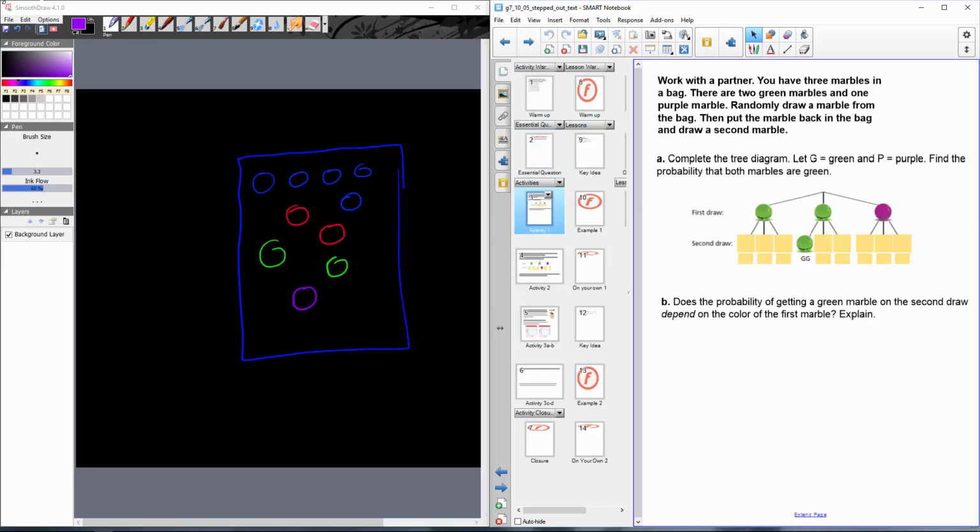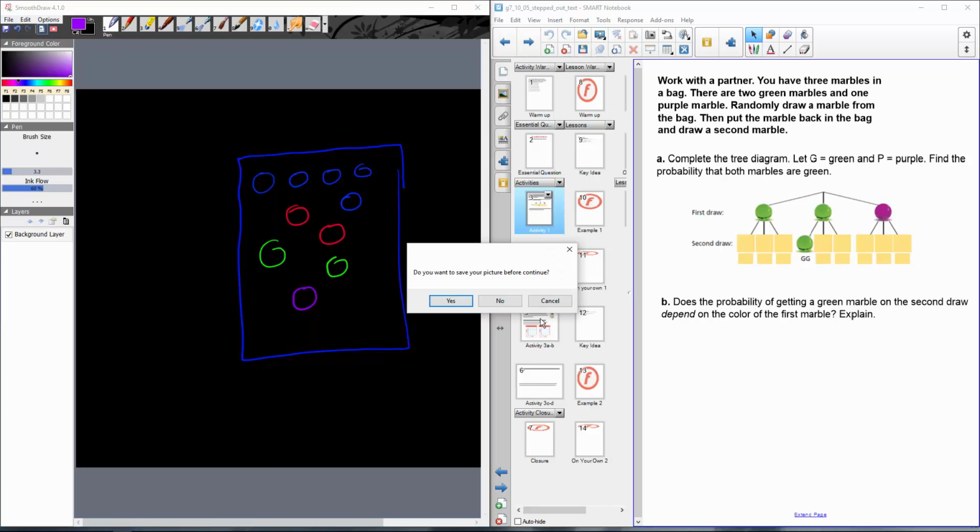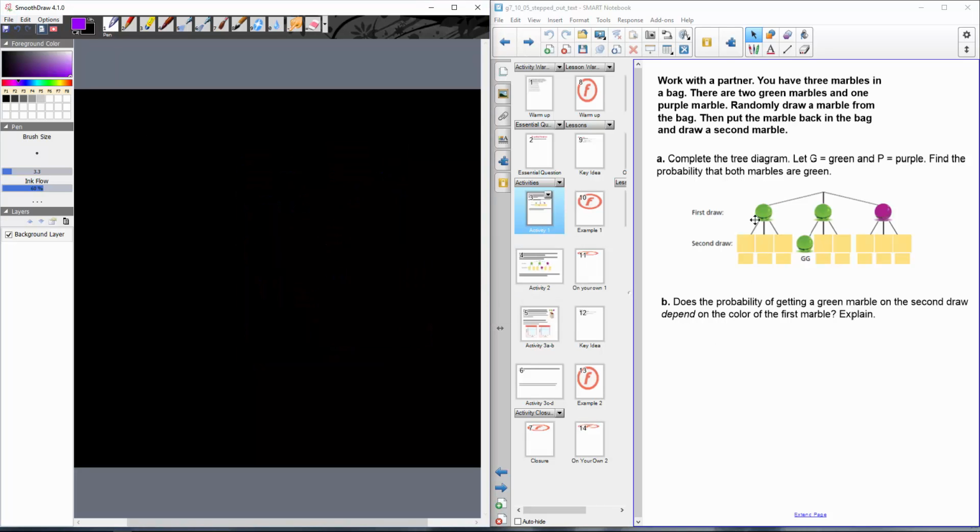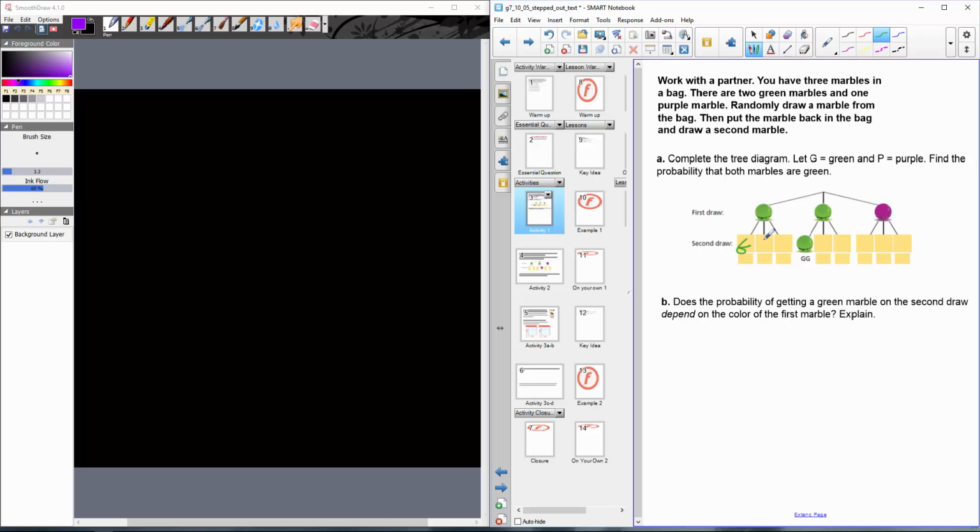Now I want you to look here, and this is basically saying that you have 3 marbles in a bag, and that there's 2 green marbles and 1 purple. And I randomly draw 1 marble from the bag, and then put the marble back into the bag for a second draw. So let's just quickly do this real fast. If I go through here, the first draw is a green. Now my options, because I put it back in, are I could either have a green or a purple.